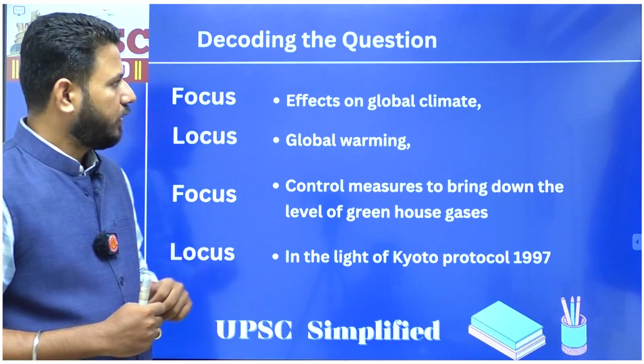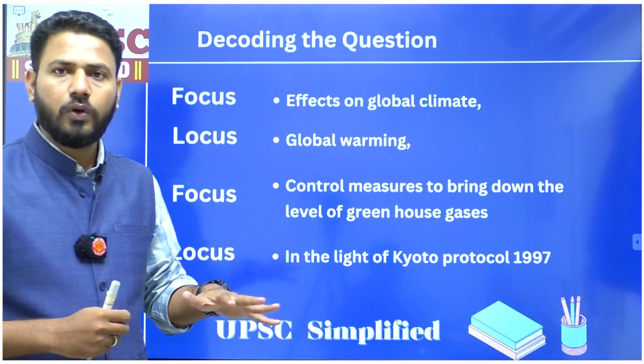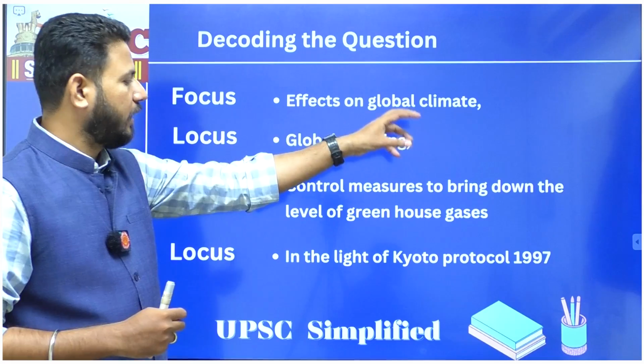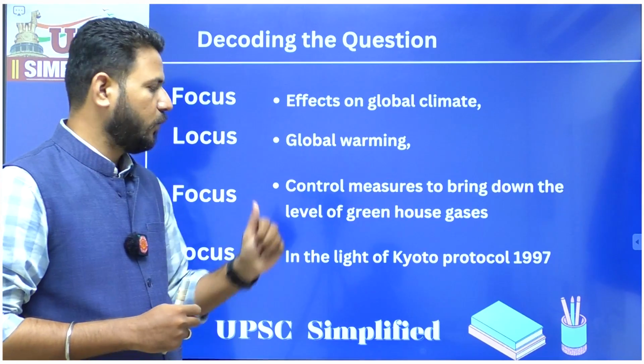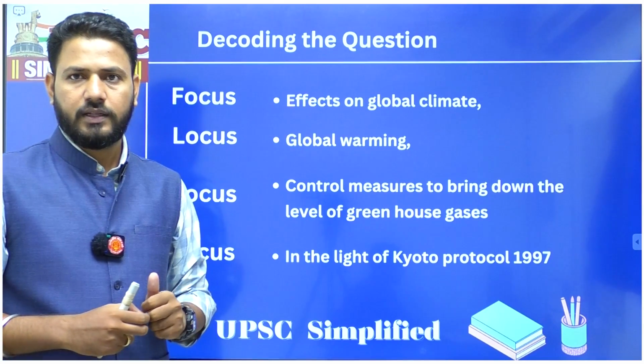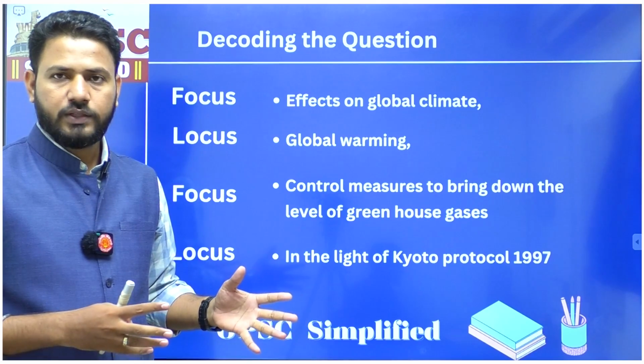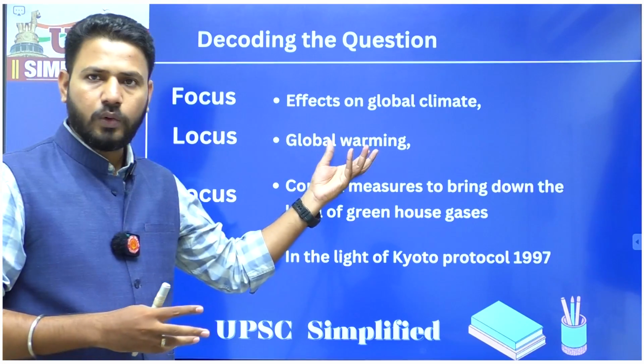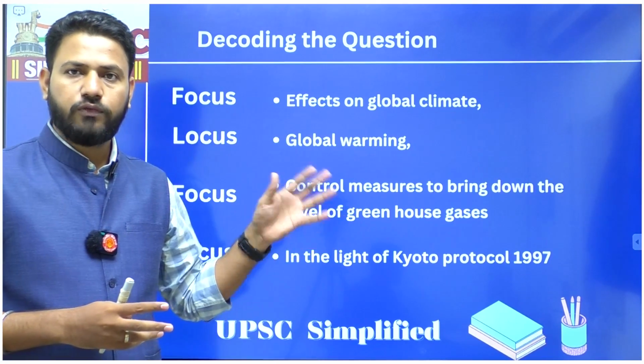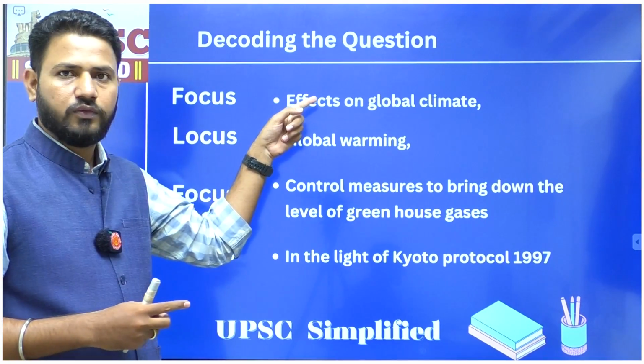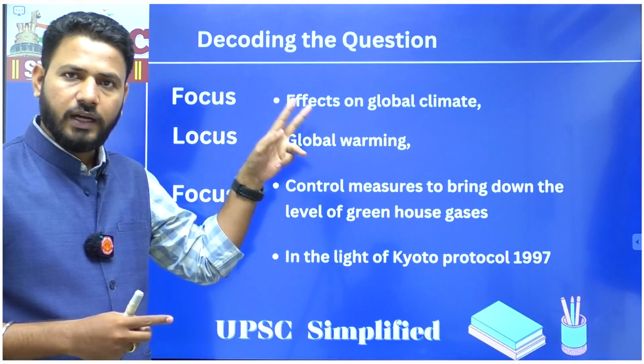So you're expected to write more about effects on global climate and control measures to bring down levels of greenhouse gases, and not the other way around. If you're writing more on the locus, you're missing the point. So your focus, and so it is called, focus on these two points. How should we do it?